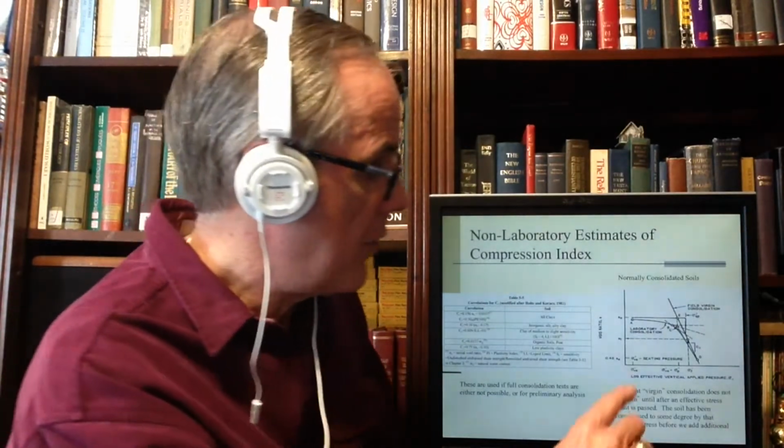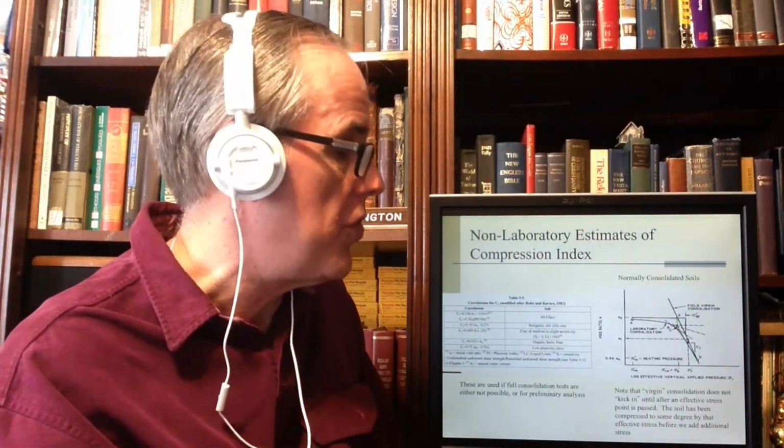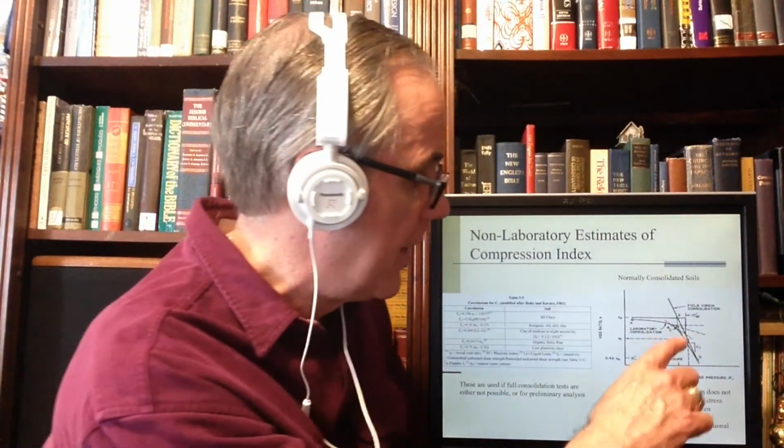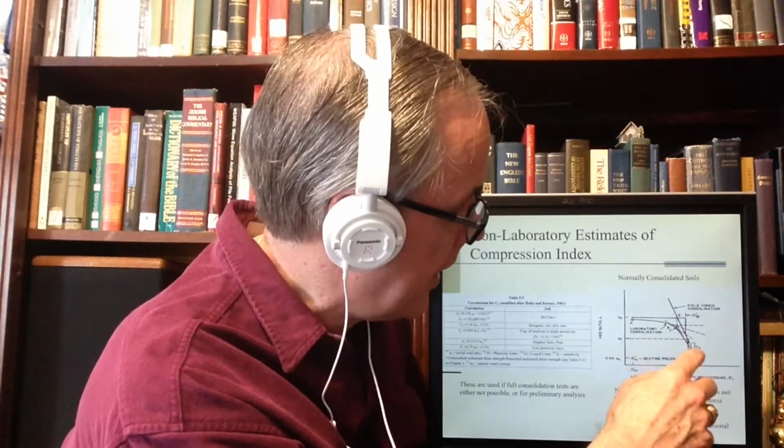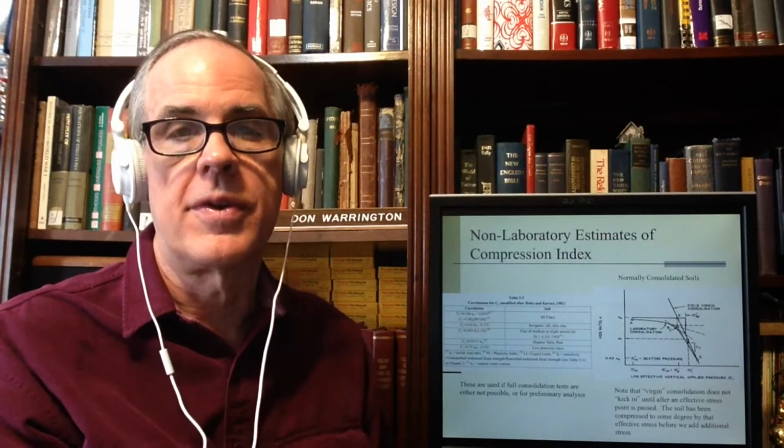And actually, it would make sense that once you get into a new range of stress for the soil, it will compress more. And the slope of that on a logarithmic scale is C sub C. And we get that kind of curve out of the compression test because of the progressive loading of it.